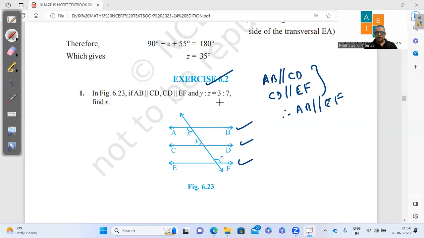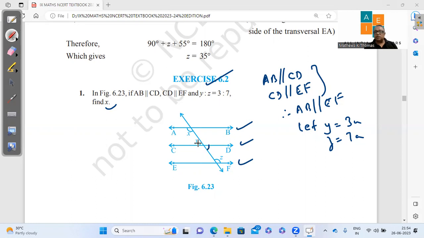Now Y and Z are in the ratio 3:7. Find X. In the previous exercise, I told you whenever there's a ratio, take it as 3x and 7x, but here there's already an x value. So let's take something else. Let Y be 3a and Z be 7a. We will not take x because already there is an x term here, so there will be confusion. Now, if I look at Y here and Z here, what is the relation? At the moment we don't see the relation, but what we can do is that these are vertically opposite angles.